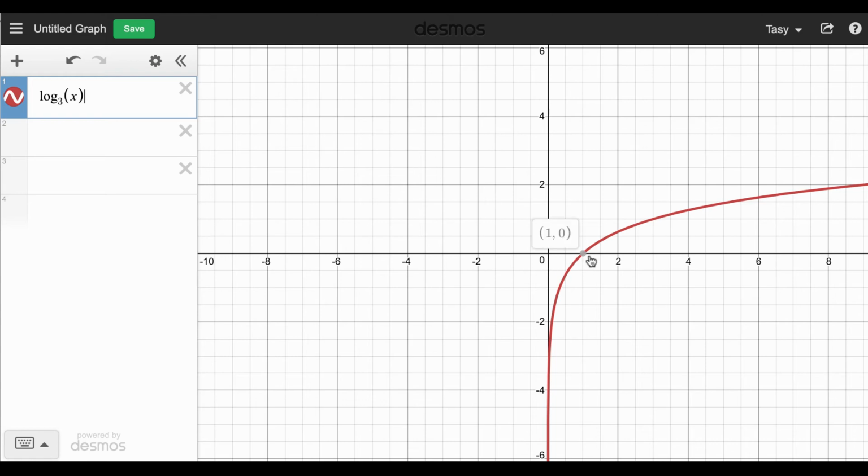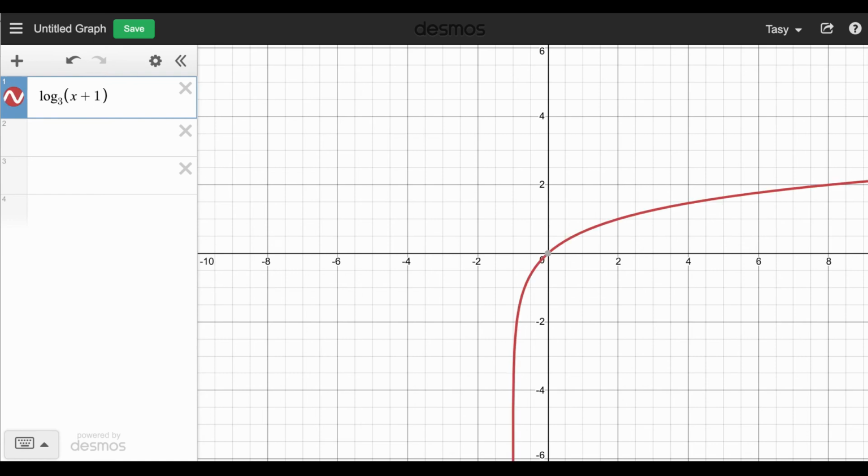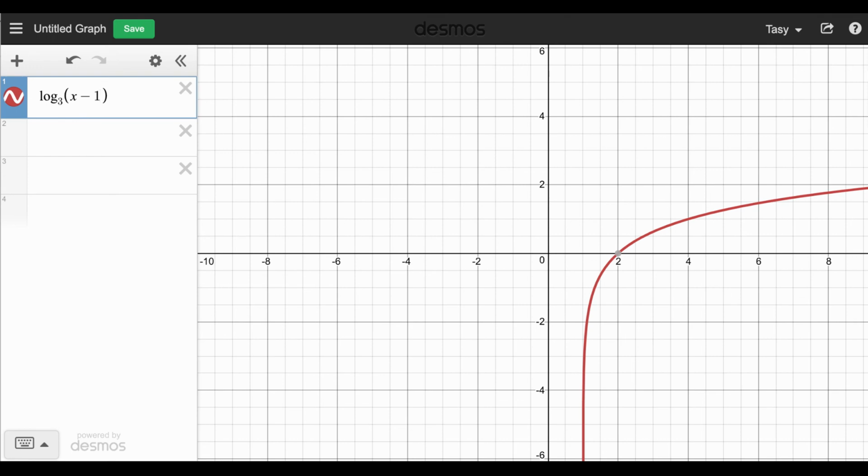Okay, so again, we see an x-intercept at (1, 0) because we know it's the inverse of the exponential function. If that's now made negative, notice how my logarithm function has flipped. If I add 1, again, we shift to the left 1. If I subtract 1, I shift 1 to the right.